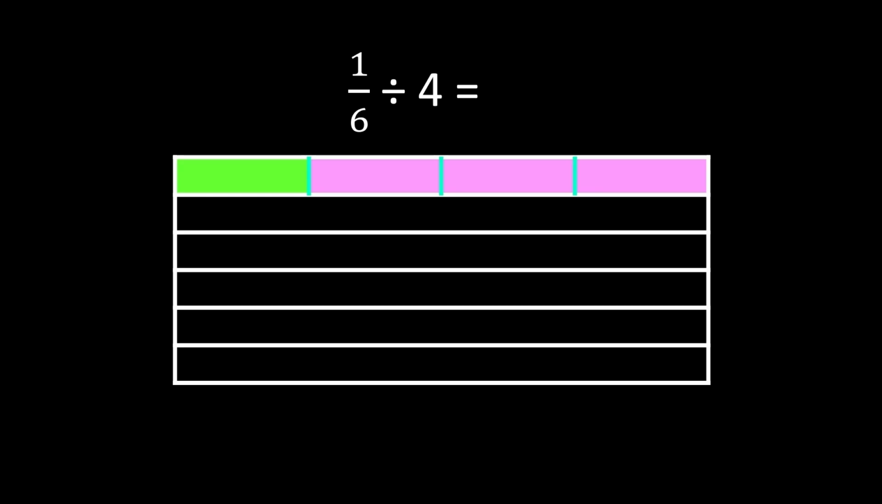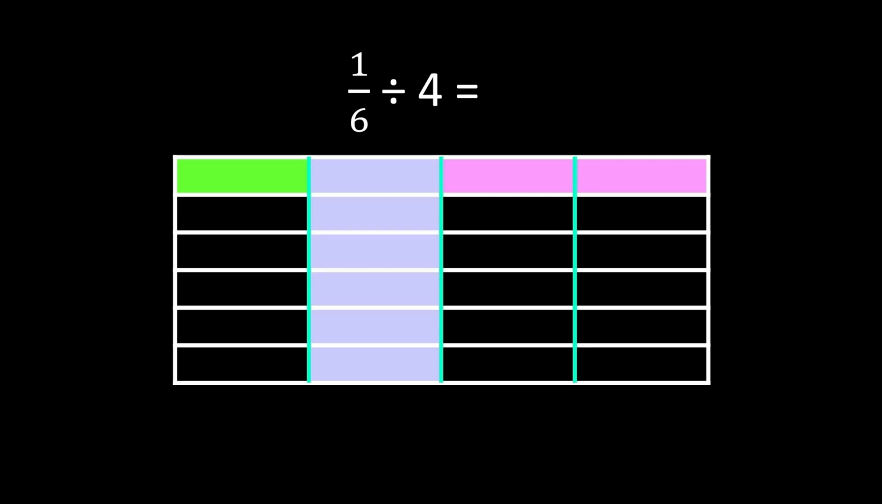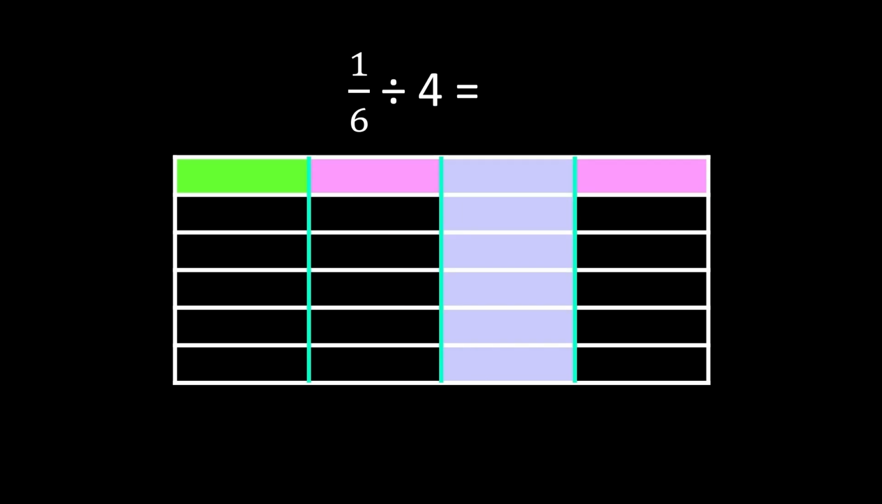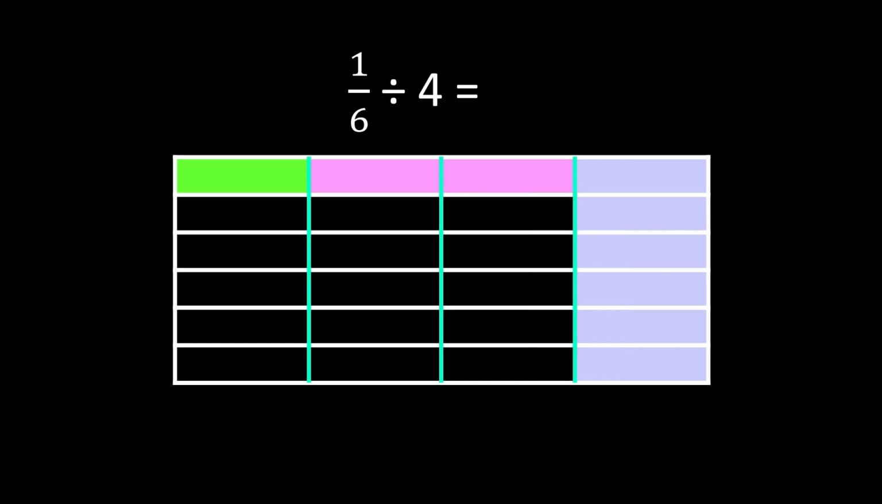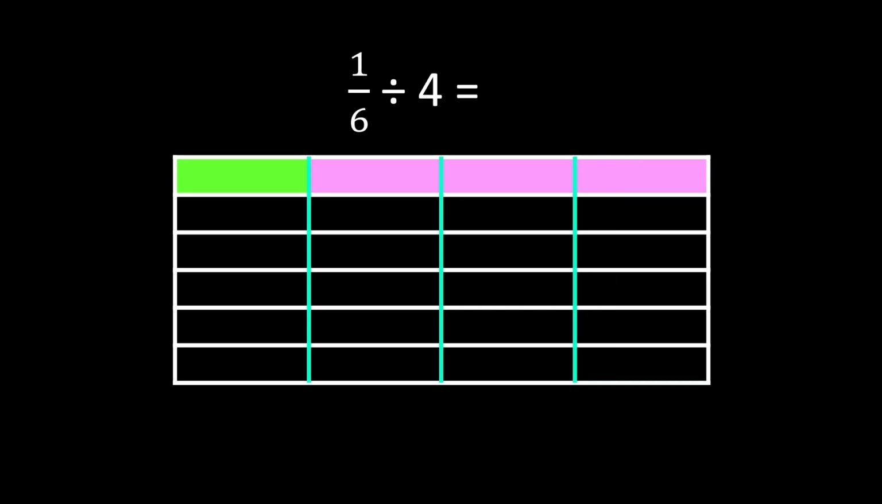1/6 divided by 4 is this section here, so we need to know what part of the whole this section represents. In my model, I'm going to extend these lines, so all of the parts of my model are now the same size. I have 1, 2, 3, 4, 5, 6 equal parts in this section, plus 6 more is 12, plus 6 more is 18, plus 6 more makes 24 equal parts. That makes each part 1/24. 1/6 divided by 4 equals 1/24.